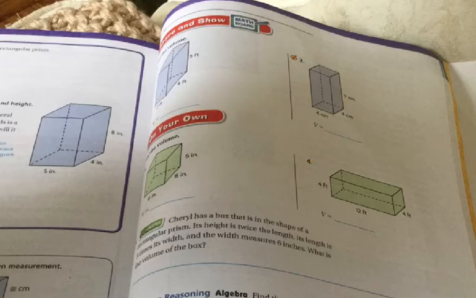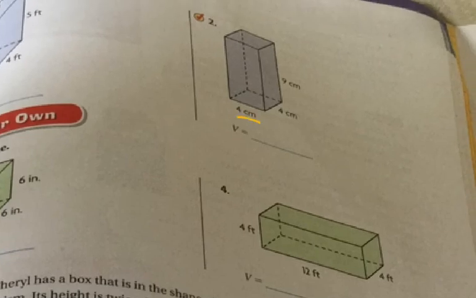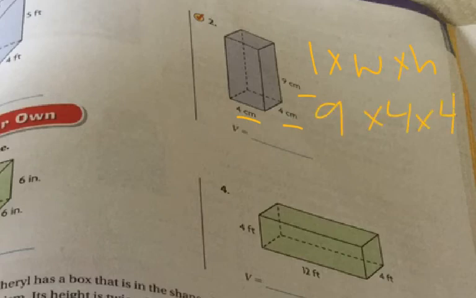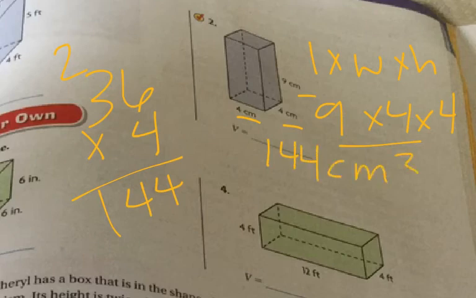Let's try another one. So 4 by 4 by 9, so length times width times height. I know it gets annoying to write the formula, but you really should get in that habit. 9 times 4 is 36, so 36 times 4. 4 times 6 is 24, carry the 2. 4 times 3 is 12, 13, 14. Sorry if you hear my neighbor's lawnmower. Centimeters cubed.